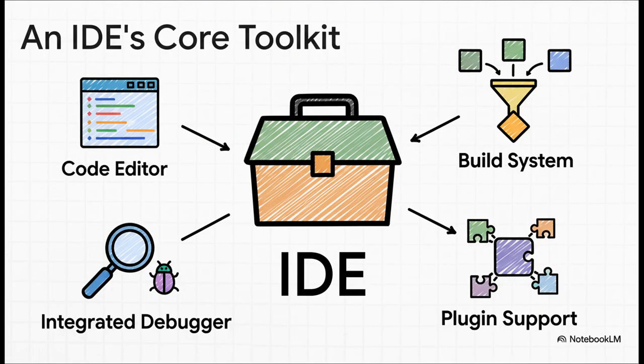So what's actually in this workshop? Well, you've got your code editor, which is way smarter than a basic text file. It helps you write cleaner code. You've got a build system, which is the magic that turns your human-readable code into a program the computer can actually run. There's an integrated debugger to help you hunt down and squash those pesky bugs. And usually, there's plugin support, so you can add even more cool features down the road.